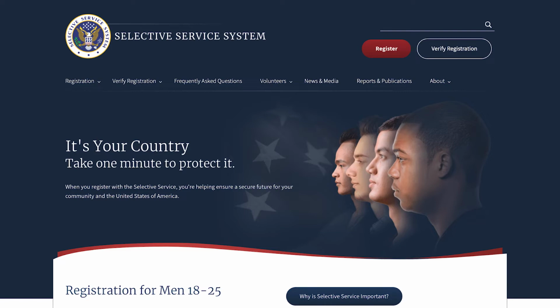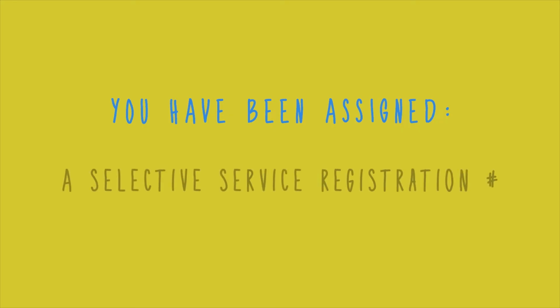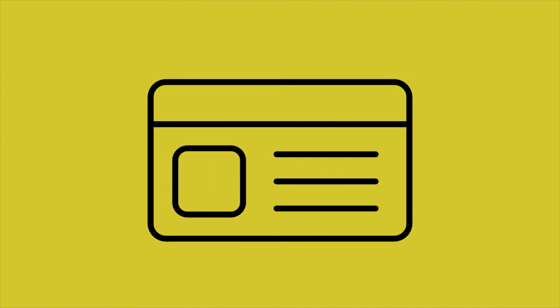It's important to know that you are not officially registered until your registration information is entered into a Selective Service registration file and you have been assigned a Selective Service registration number. Then, you will receive in the mail a registration acknowledgement letter and your Selective Service registration card. This registration acknowledgement card is your proof of registration with the Selective Service system. Keep this important document in your permanent files for future reference.